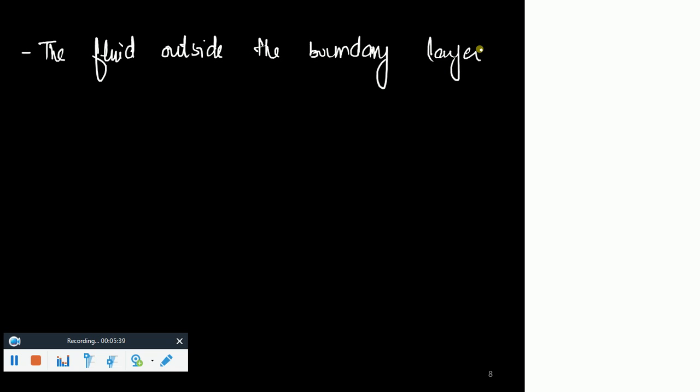Now what is, you can say, a simplification for the fluid outside the boundary layer? U is almost 0, V is almost 0, isn't it? And we would use a word, I hope I would spell it correctly.